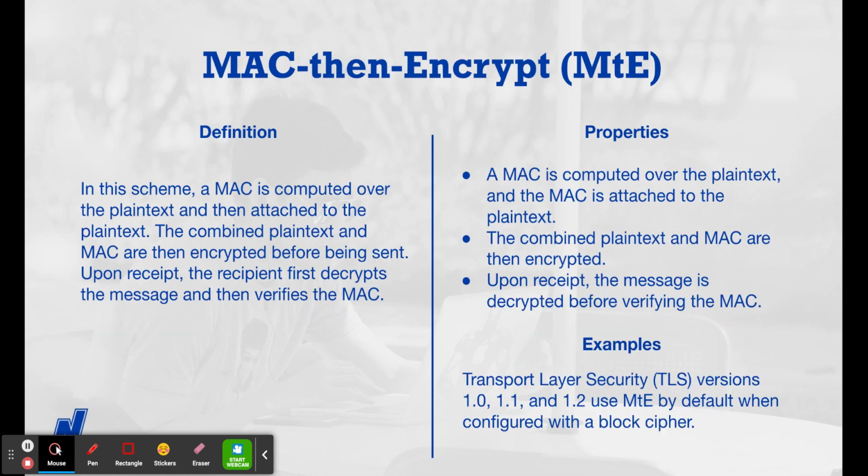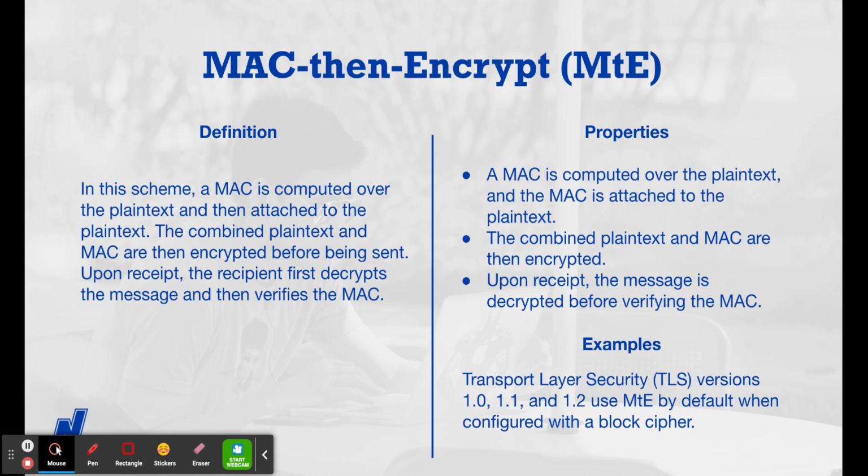The second scheme is the MAC then encrypt. In this method, a MAC is first computed over the plaintext. The MAC is then attached to the plaintext, and this combined data is encrypted. Upon receipt, the recipient first decrypts the message and then verifies the MAC. While this method is still secure when implemented correctly, it is less favorable due to certain theoretical vulnerabilities.